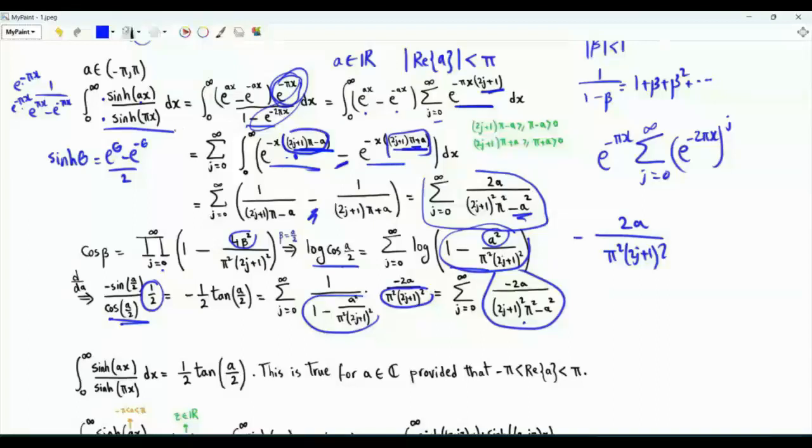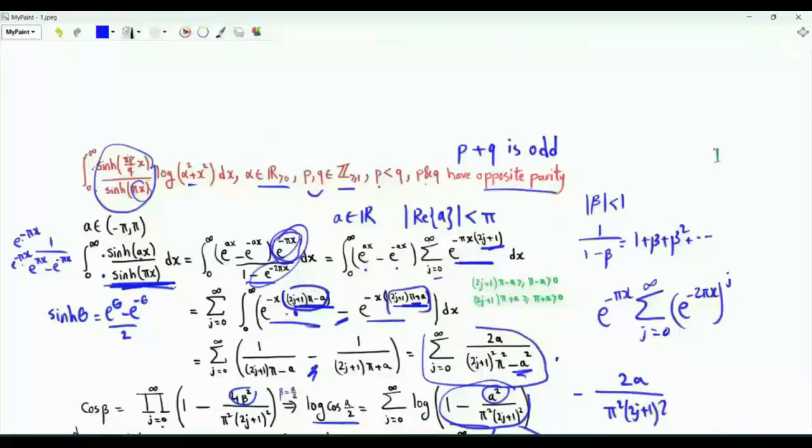Compare this with the result of our integration. It is exactly the same quantity, but with a minus sign. This means that this integral is equal to minus half times tan a over 2 with the sign flipped. That is 1 over 2 times tan a over 2. The result holds so long as the absolute value of the real part of a is strictly less than pi.